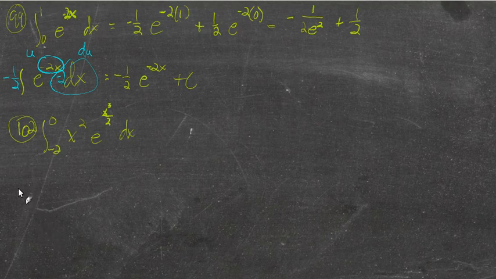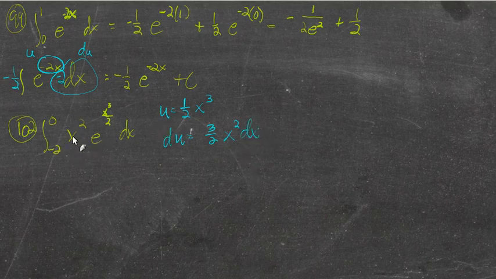Let's see. A lot of times, if we have an e to the something times something else, a lot of times what works is to let u be equal to the power of e. So we'll try u as 1 half x to the third, and then we'll take the derivative, du is 3 halves x squared dx.